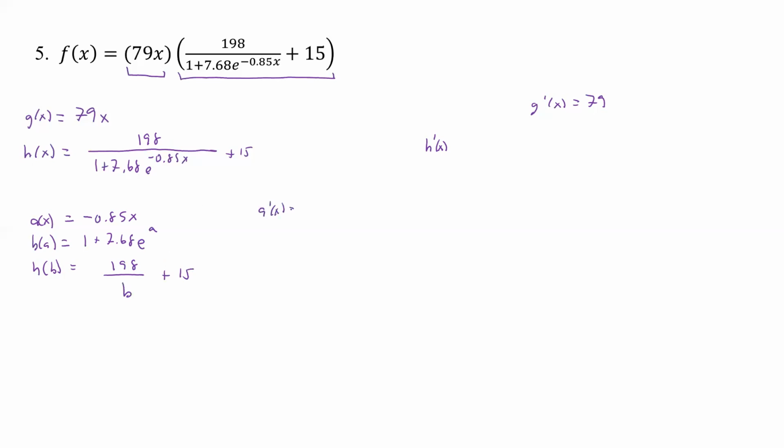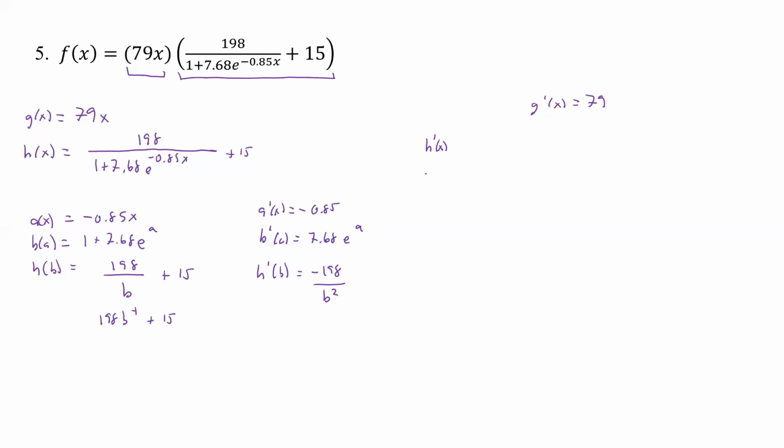So a prime of x is equal to a negative 0.85. b prime of a is equal to, now I'm going to have 7.68, and then it's just going to be e to the a. And then h prime of b is equal to, now, we're going to bring that up. So it's really going to be 198 b to the negative 1 plus 15. And so that'll give me a negative 198 b to the negative 2, or I can put b to the positive 2 here, and then that goes away. Okay. Now, when I go ahead and write this, it's going to be a product of those three things, basically.